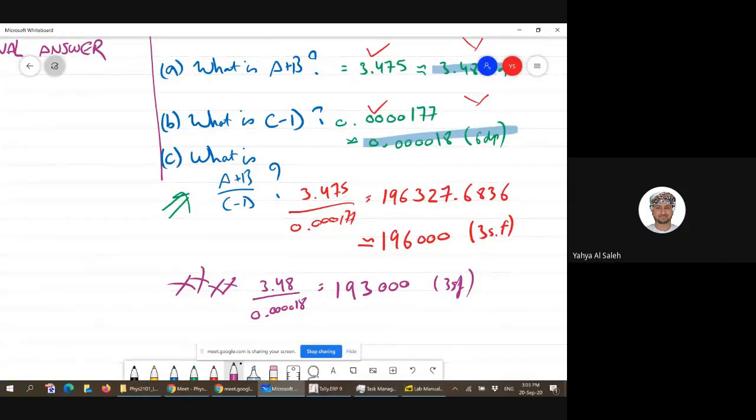Okay? Only round off in the very final answer when you are actually writing down the answer. So here we wrote down the answer, that's why we rounded. Here we wrote down the answer, that's why we rounded. Here when we wrote down the final answer, we rounded. In between, we do not round.